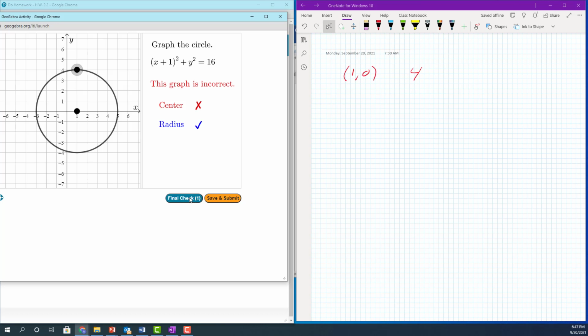And I made a mistake. What was my mistake? Well, look at that. That's x plus 1. So that actually means that the center is at -1, 0, not +1, 0. So let's fix this. This should be -1, 0. If it was x minus 1, then it would be +1, 0. But the radius is still 4.